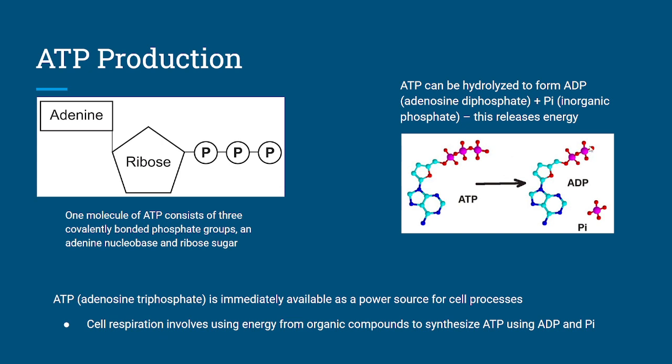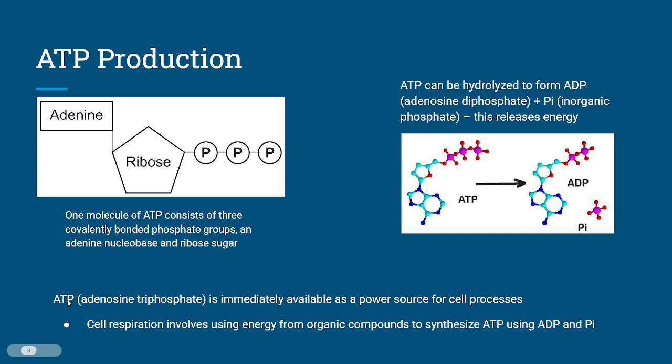When these covalent bonds are broken between the second and third phosphate group, it releases large amounts of energy that can be used for the cell to complete metabolic processes. So ATP becoming ADP plus Pi is known as dephosphorylation, and releases energy.